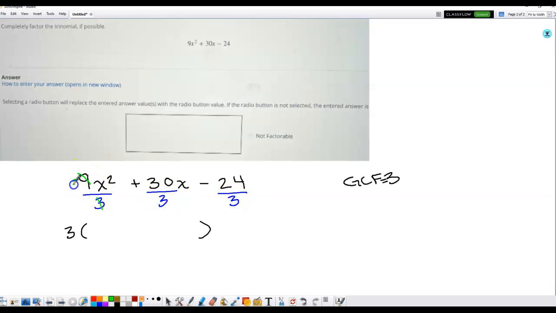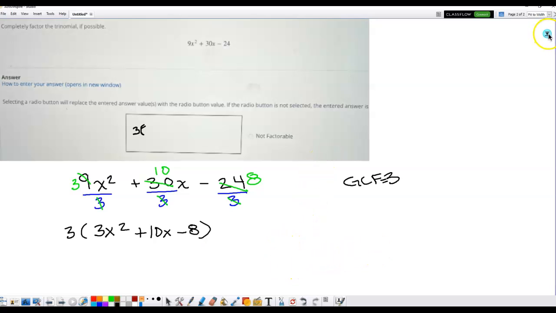9 divided by 3 is 3. 30 divided by 3 is 10. And 24 divided by 3 is 8. So my new version of the polynomial is 3x squared plus 10x minus 8. Now it's very important to remember that this 3 cannot disappear. In fact, I had one student that gave us a tip. Go ahead and plug it in to the answer box and just leave it there so she doesn't forget to put it in along with all the other final answer pieces at the end.